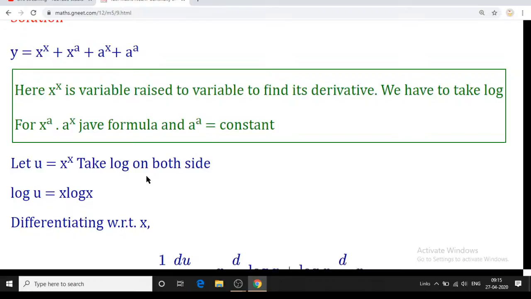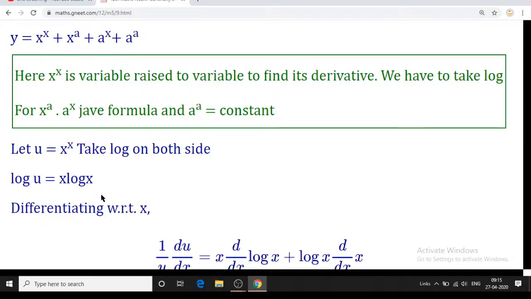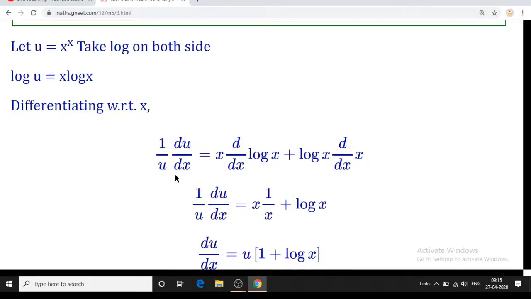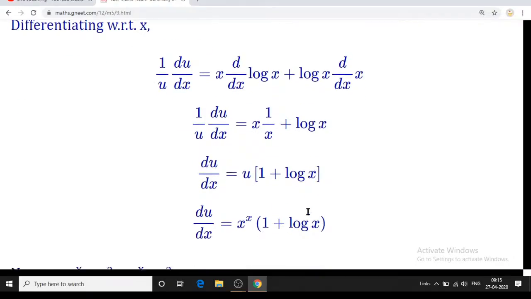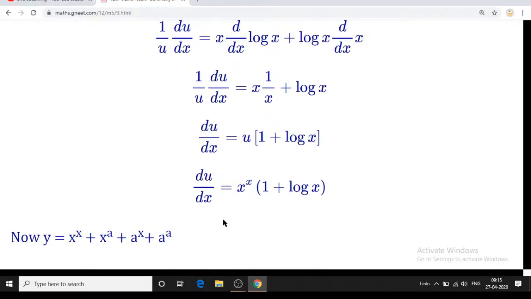For that, first we will say let u be x raised to x. Take log on both sides, we get log u is equal to x log x. Differentiate, we get 1 upon u du by dx is x times the derivative of log x plus log x times the derivative of x. So x times the derivative of log x is 1 upon x, plus log x. So du by dx is u times (1 plus log x), and we get du by dx as x raised to x times (1 plus log x).